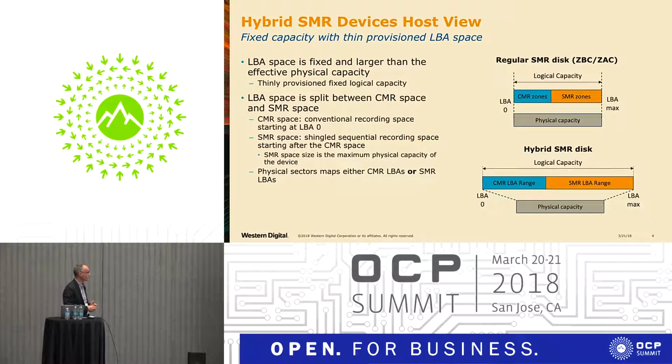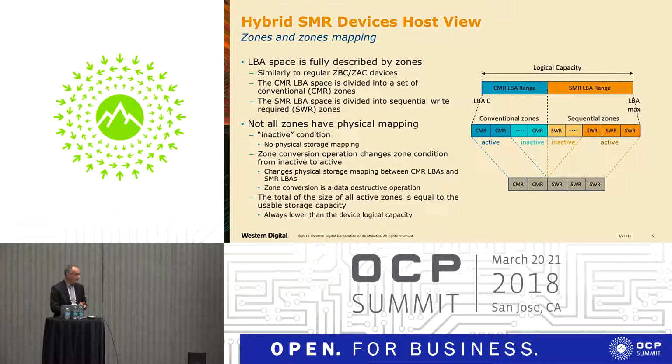But the major difference with the normal ZBC/ZAC SMR drive is that the LBA space is much larger than the actual physical capacity of the disk. So very similar to a thin provisioned RAID array, for example. Not all LBAs are directly usable. And the reason is that we want to be able, as Ted described, to convert the drive between being CMR compatible, randomly writable, and SMR to gain capacity.